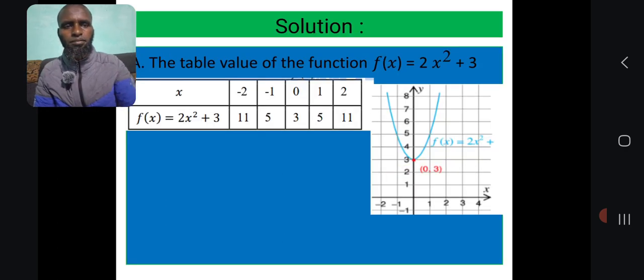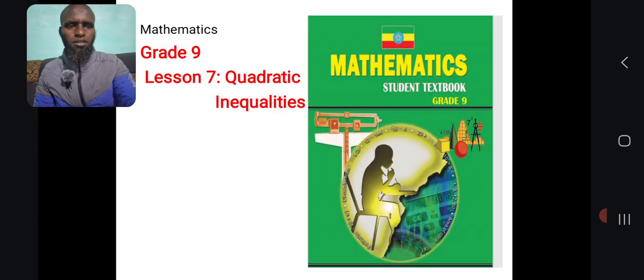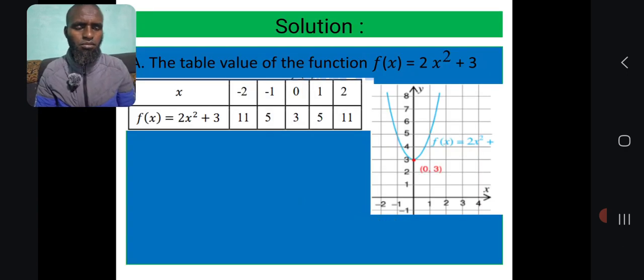Good. We can see from the table that the table of values of the function f of x equals x squared plus 3 is: at x equals minus 2, the value of y is 11. At minus 1, 5. At 0, 3. At 1, 5. At 2, 11. Then we can draw the graph as shown.